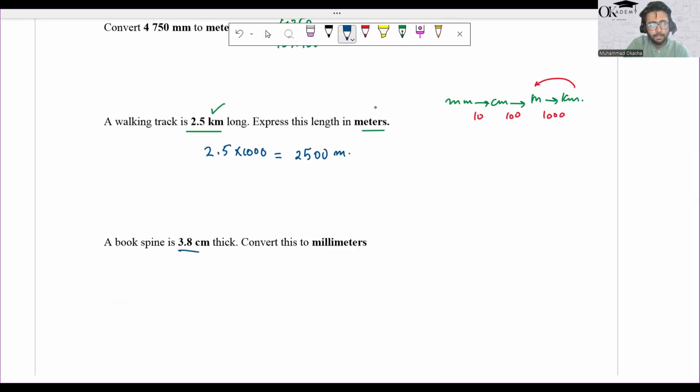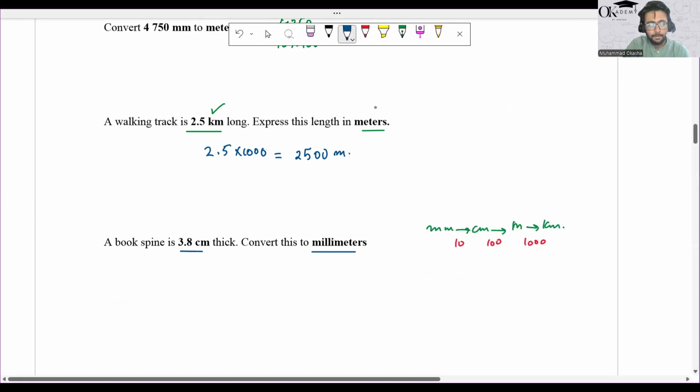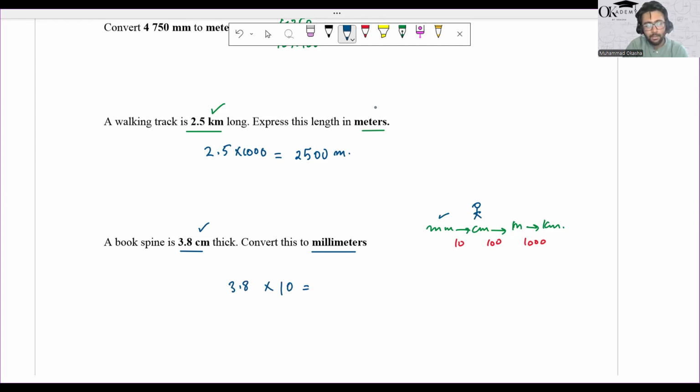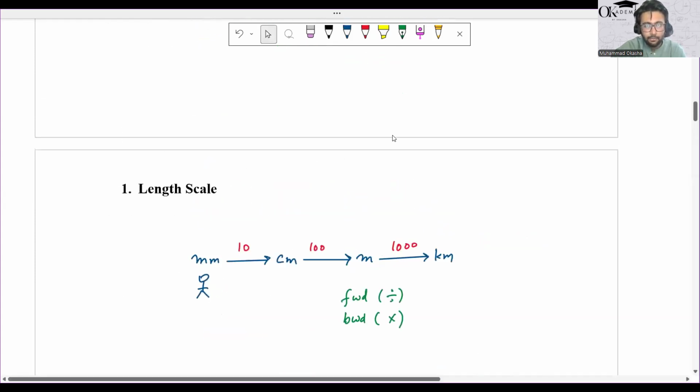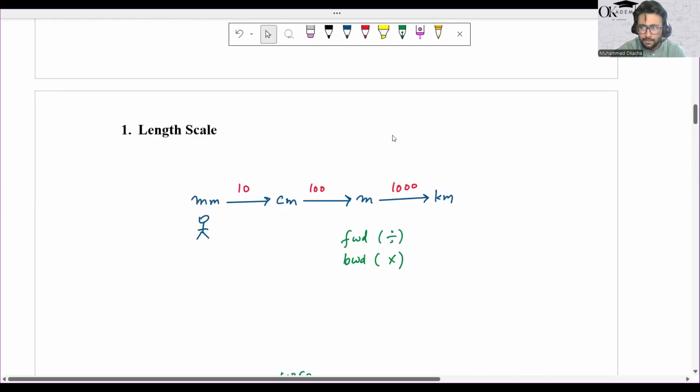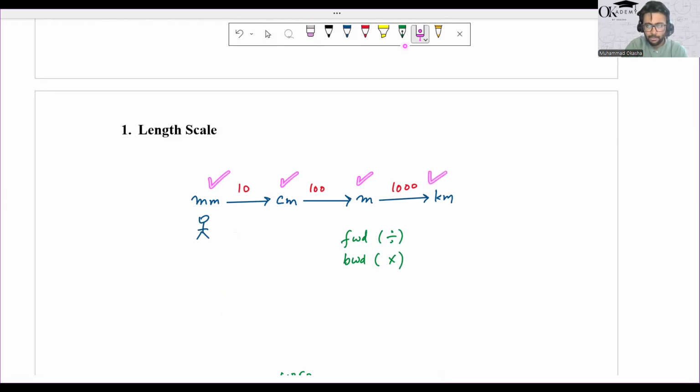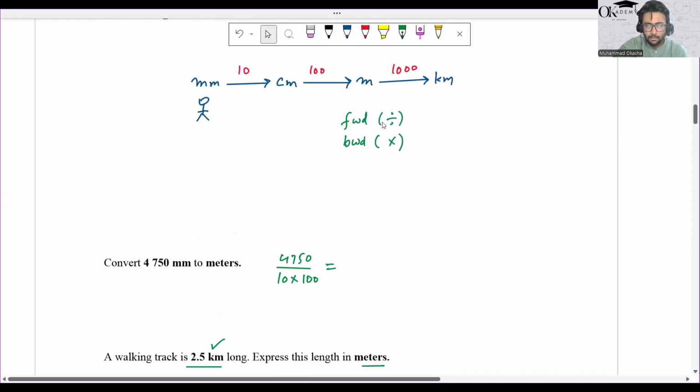For example, a book spine is 3.8 centimeters thick. Convert this into millimeters. So I'll take this conversion ratio. You stand over here at centimeters and you want to go to millimeters. You're going backward. Again, backward is multiplication. So you would take 3.8 and multiply it by 10 and you would get 38 millimeters. So that's the length scale you need to remember. There are lots of lengths, but I'm not going to cover all of them. I'll just focus on the most commonly used ones, which are millimeters, centimeters, meters, and kilometers.